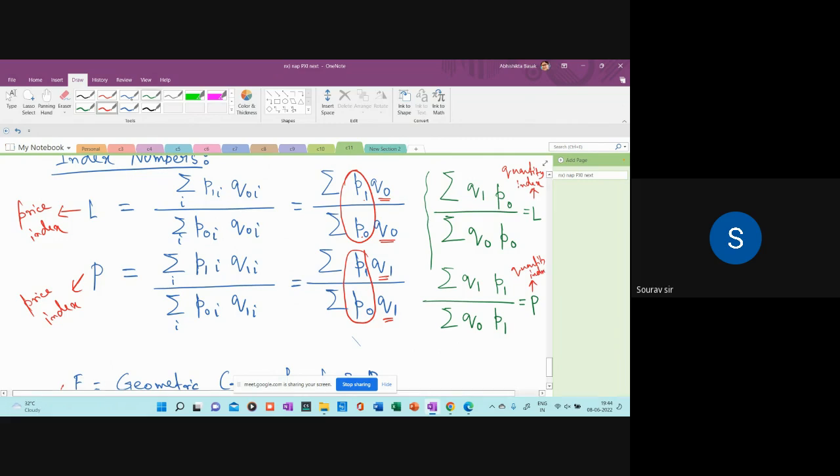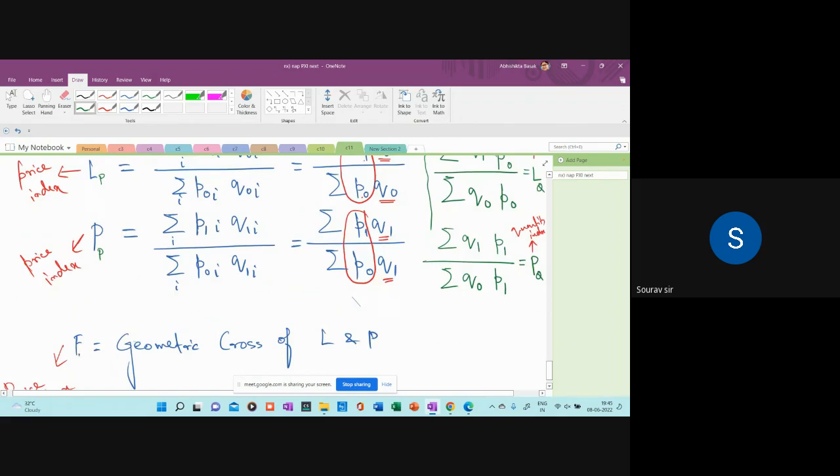So one thing we can do, we can write this as LQ, and we can write this as PQ. Okay, so this is my Fisher's price index. In a similar manner, I can calculate Fisher's quantity index, which is going to be the geometric mean of LQ into PQ. So if they ask you for the quantity index, or for something else, you can use this formula for your easy computation.